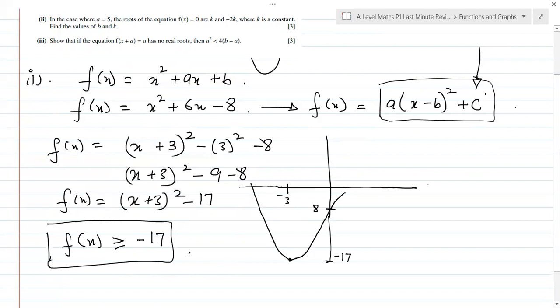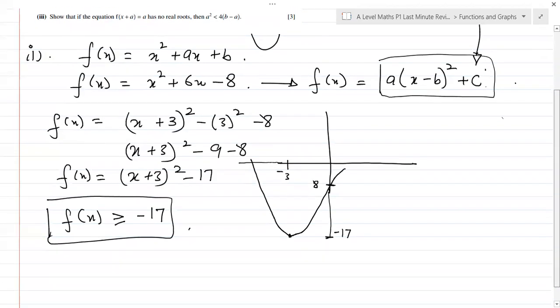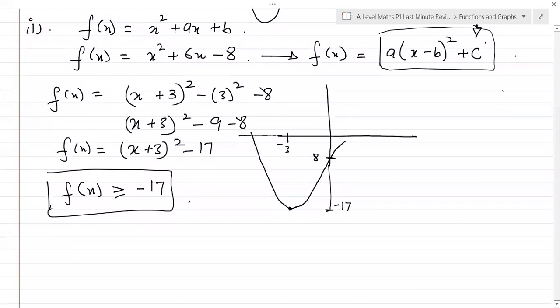Part 1 done. Part 2: in the case where a is 5, the roots of the equation f(x) equal to 0 are k and minus 2k, where k is a constant. Now this is a different question. I haven't seen many questions like these. So in the case where a is 5, we will just write down the equation again. A is 5. So okay, this is part 2.